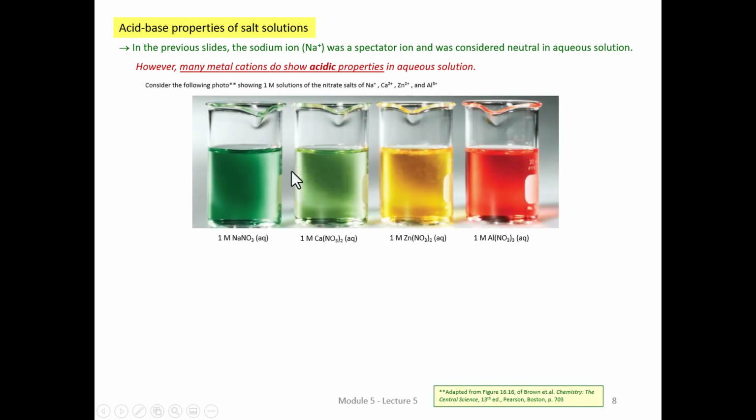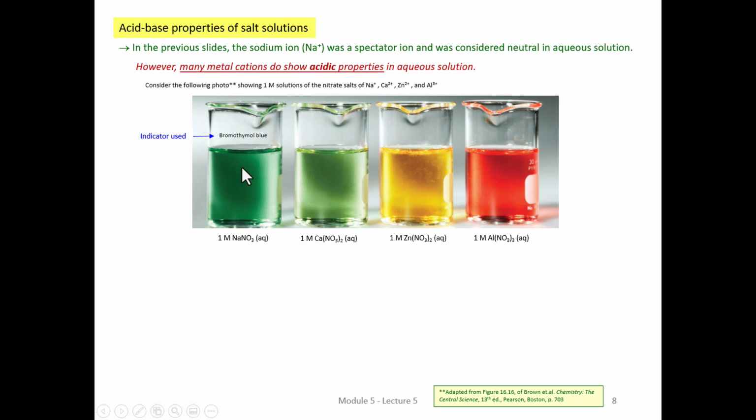Here's a picture of an experiment done that has, of course, 4 identical beakers and a different solution in each, but all the solutions are the same concentration, 1 molar. So the first beaker is a 1 molar solution of sodium nitrate. The second one, a 1 molar solution of calcium nitrate. The third, a 1 molar solution of zinc nitrate. And the fourth, a 1 molar solution of aluminum nitrate.